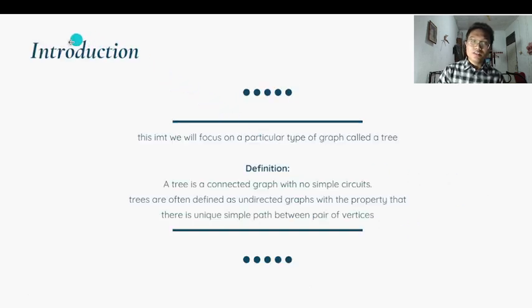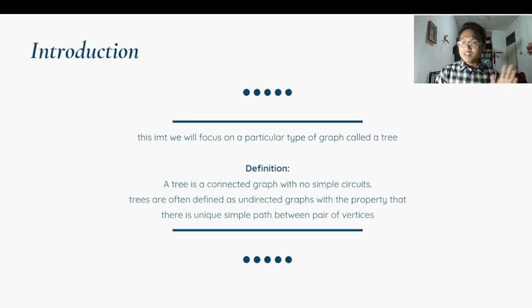Okay, then first we will go to the introduction. Pardon a few misspellings. This time we will focus on a particular type of graph called a tree. What is the definition of a tree? A tree is a connected graph with no simple circuits. Trees are often defined as undirected graphs with the property that there is a unique simple path between any pair of vertices.